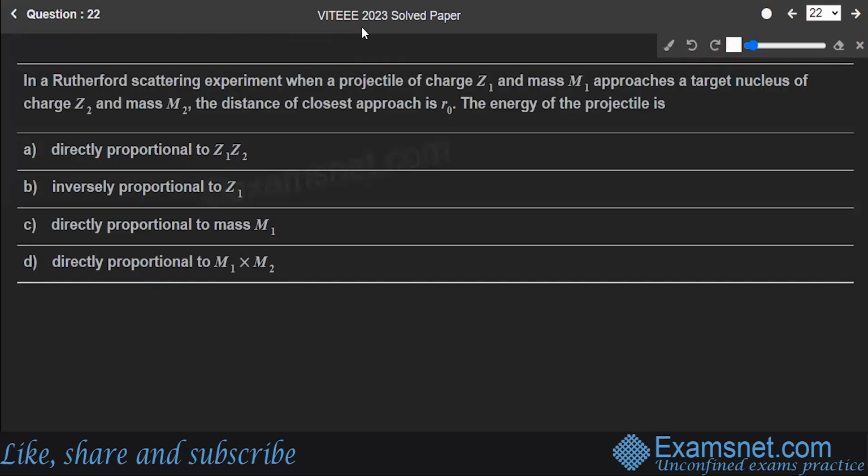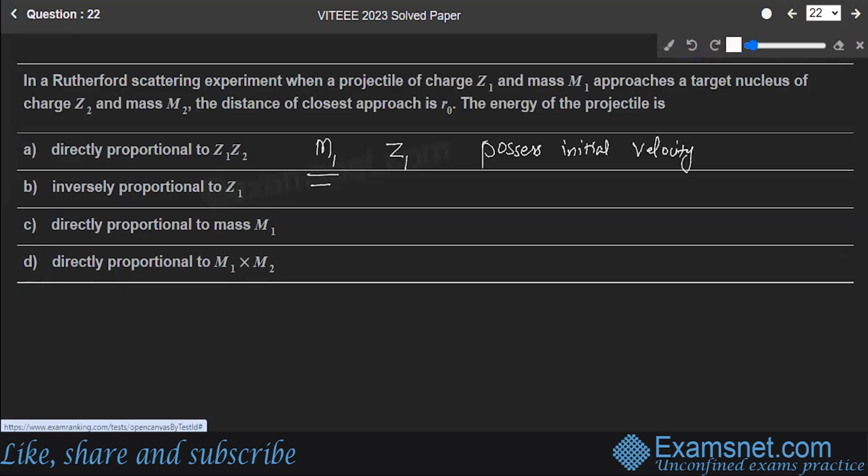Question number 22. In a Rutherford scattering experiment, a projectile of charge Z1 mass M1 approaches a target nucleus of charge Z2 mass M2. The distance of the closest approach is R0. The energy of the projectile is. Now here you have two things. The particle of mass M1 and charge Z1 possess initial velocity U when it is at a very large distance from the nucleus of an atom with atomic number Z2.